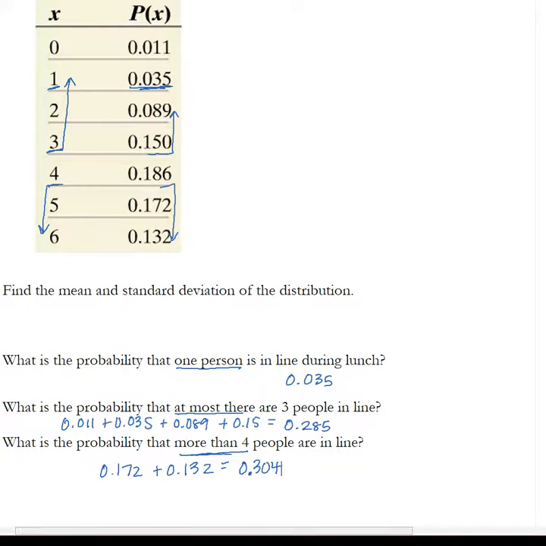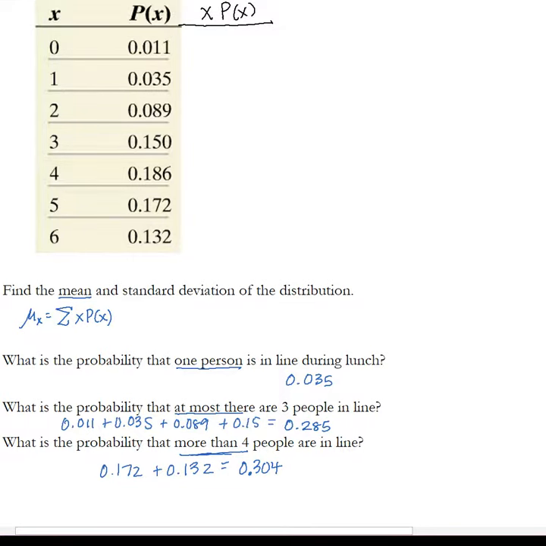Okay, so now let's clean up our table and calculate the mean and the standard deviation. Mean, the expected value of the random variable x, is the sum of x times the probabilities of x. So we're going to create another column titled x times the probability of x. And inside there, write what happens when you multiply these together.